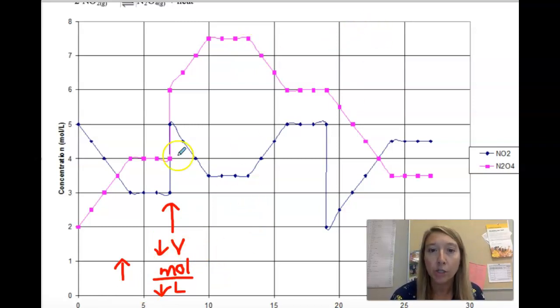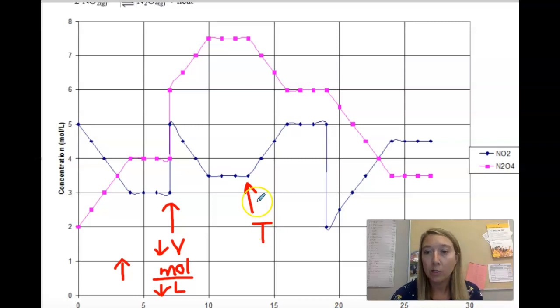So, next change. We reestablish equilibrium, because it gets flat and it gets flat. But then right here, we do something else. And we know we do something because the line stops being flat. When I look at it, we have a smooth curve and a smooth curve. That's telling me this has to be a temperature change, because that's the only one that's smooth and smooth.